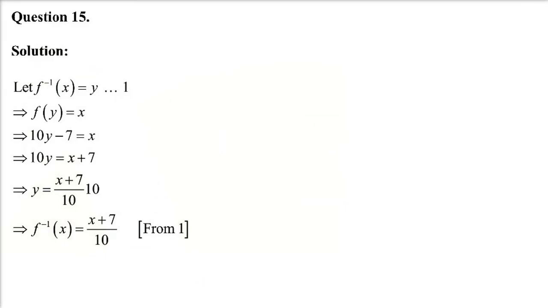Question number 15 here. This is a real number set. So f is from R to R defined by f(x) equals 10x minus 7. Then write f inverse of x. So 10x minus 7, just put f(x) equals 10x minus 7. Now, you cannot put this on the right hand side. See, f inverse of x is equal to, you cannot put it as x.